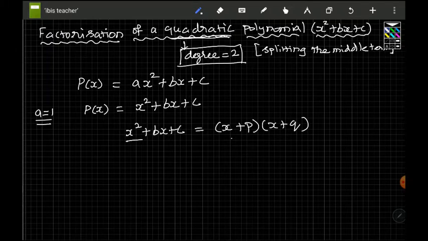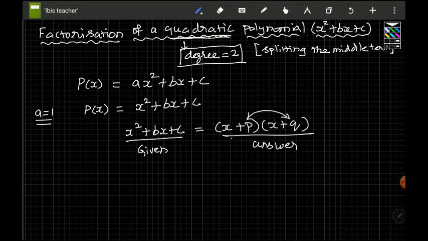See, this is the given, this is the answer. So in the answer there are two numbers present, p and q, and here p and q are integers, or we are attempting to find the solution for a polynomial whose factors are in this form with p and q integers. Okay, fine. Then if you are able to write p and q in terms of c and b, our job is done. If you know b and c, you will get p and q. That's it. Then we have factorized.